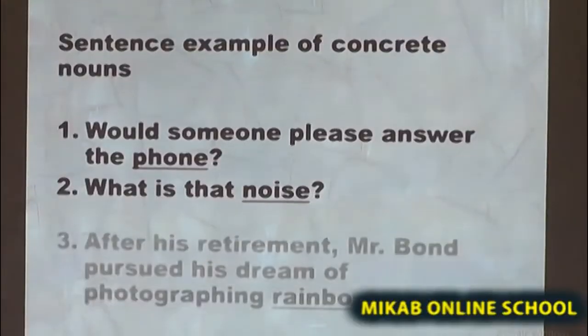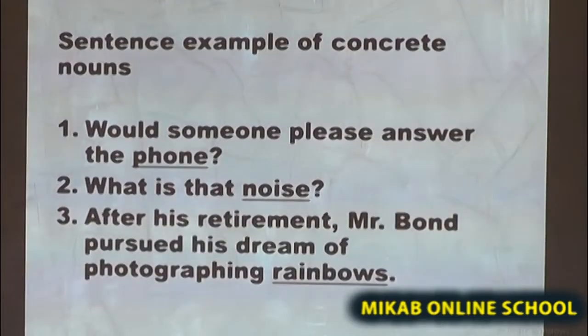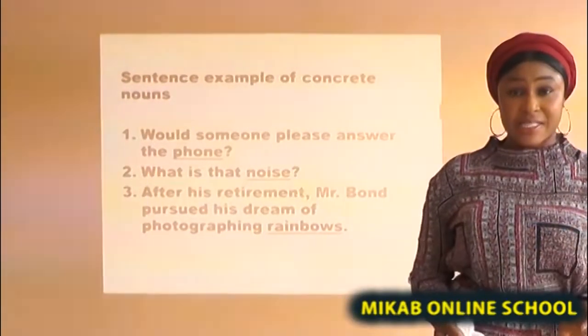The third example is, after his retirement, Mr. Bond pursued his dream of photographing rainbows. Rainbow there is also highlighted. It is a noun and what? An example of a concrete noun, because rainbow can be seen.